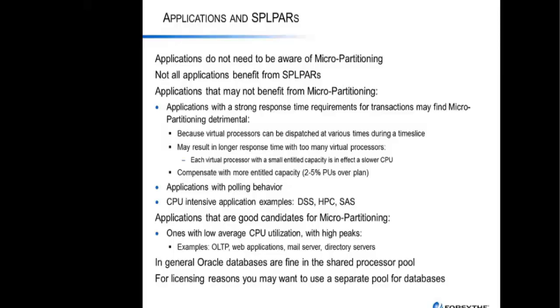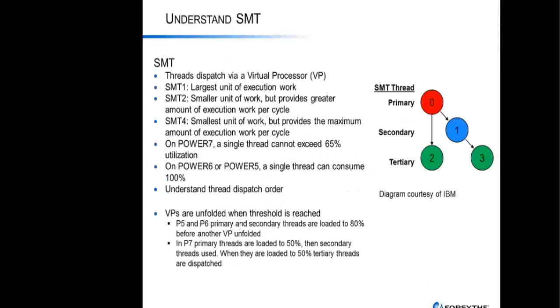And of course down the bottom I have a note that for licensing reasons, if you have databases that license based on VPs or the size of the pool, then you're going to want to use a separate processor pool for those databases. Alright, so I talked about simultaneous multi-threading.